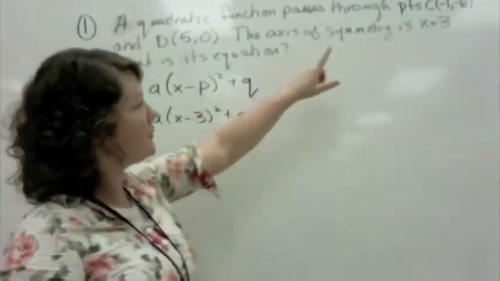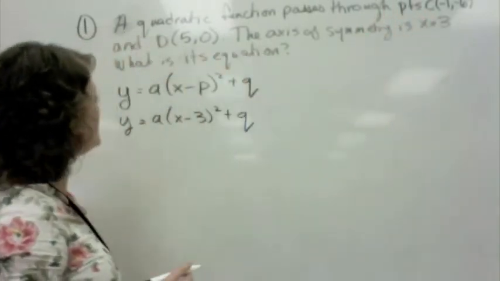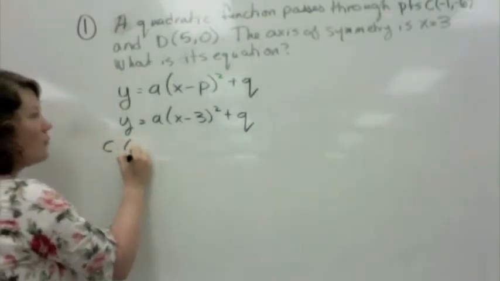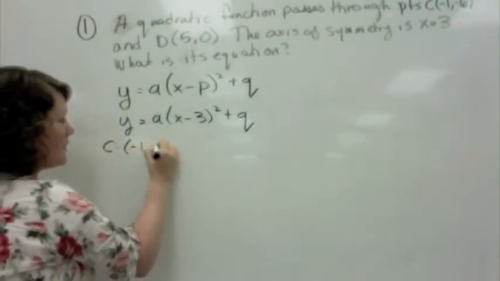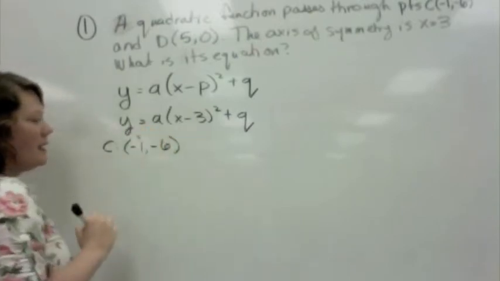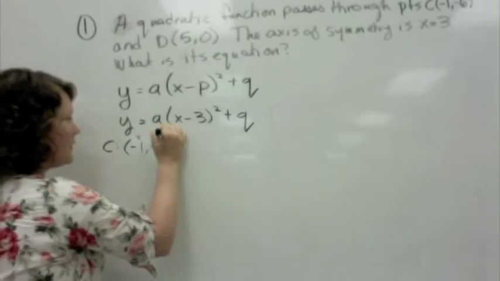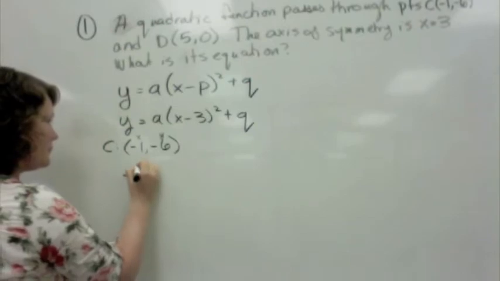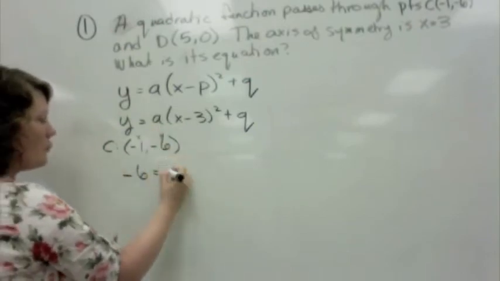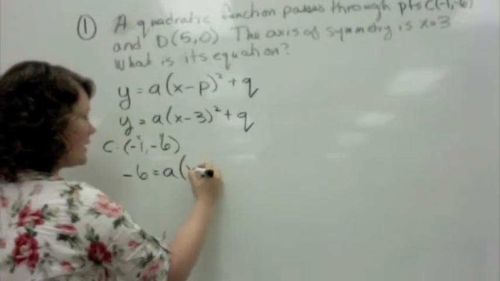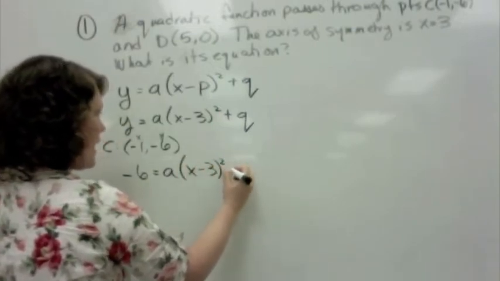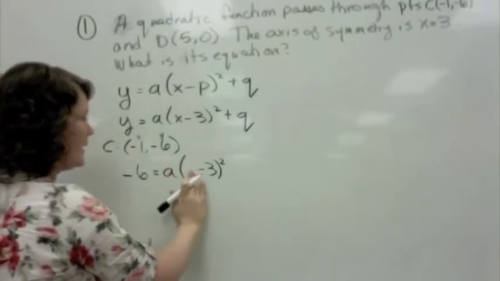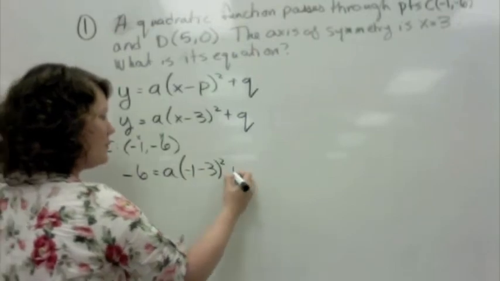What we want to do in this question is substitute. We want to use both C and D. So if I substitute for point C, which is -1, -6, my x is going to be -1, and my -6 is going to be my y. So instead of y, I'm going to put -6. We still don't know a. (x minus 3) squared. I made a mistake here. I shouldn't put x, right? Because we know that our x is actually -1. So -1 minus 3 plus q.